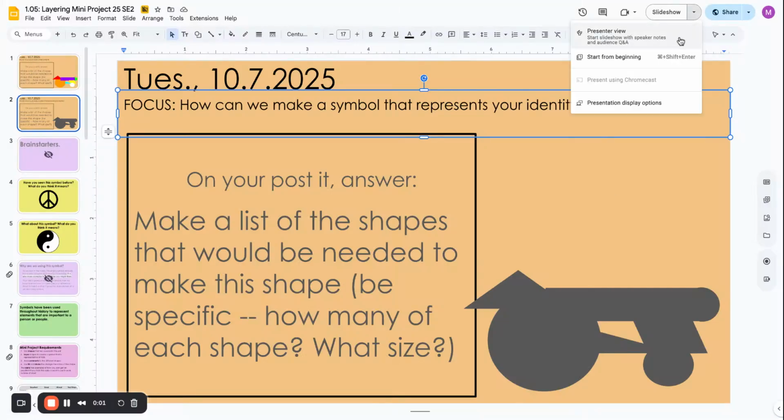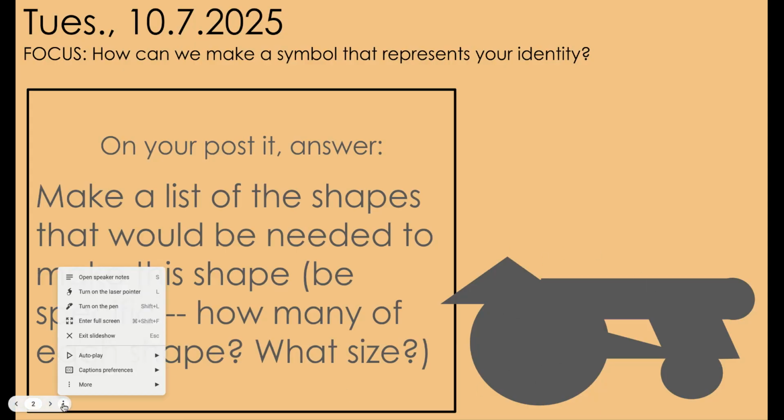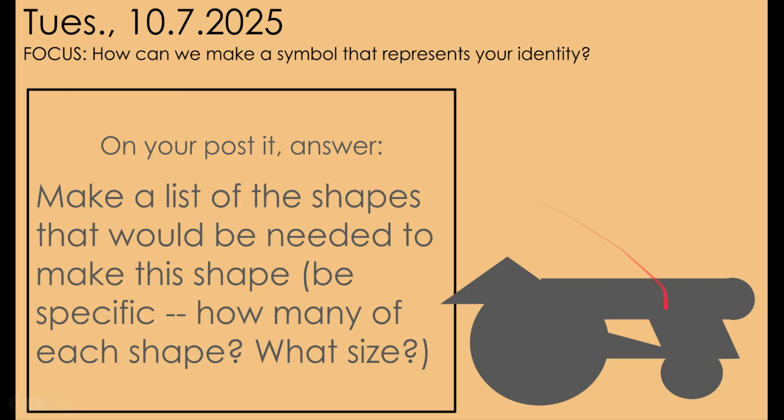In this video, we are going to talk about how we can use P5 to create a symbol that represents your identity. So the first thing is think about this. We have this shape over here. It is what I would call a complex shape. It doesn't look like just something standard that we could make. I want you to think about it like a puzzle piece. So what different shapes would be needed to make this? How many, what size, and so on.